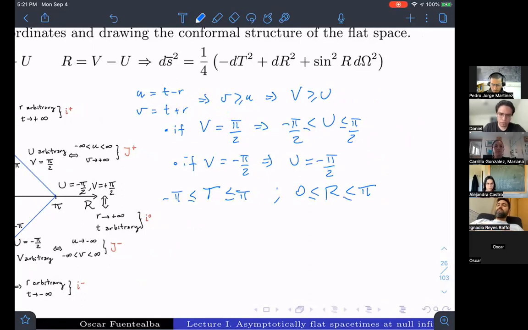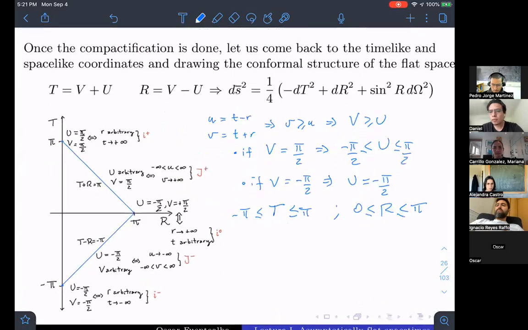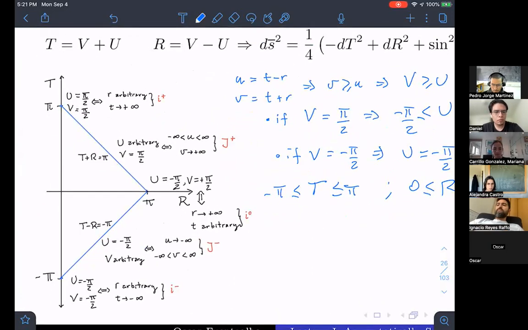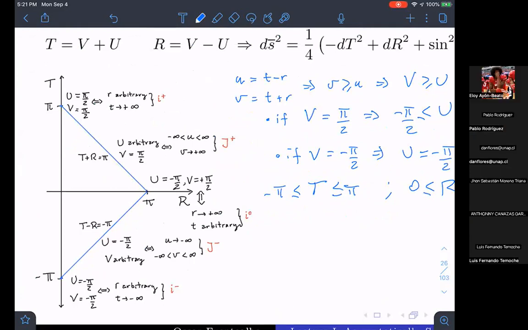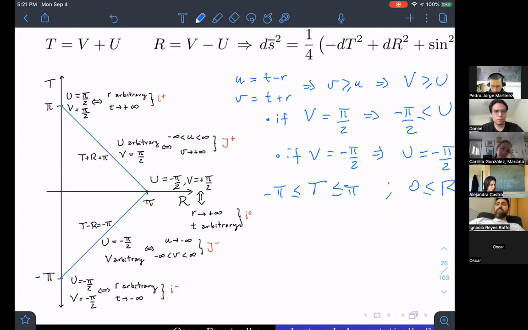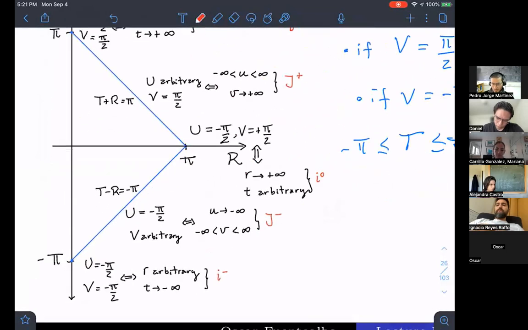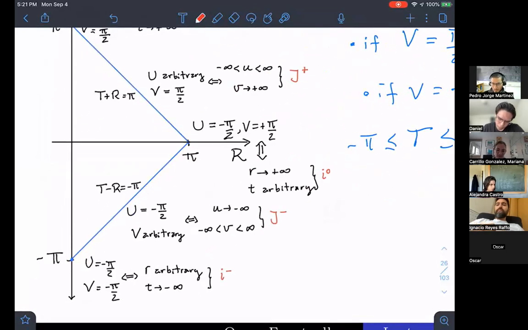Okay. So now this is represented in this triangle here, where in the vertical axis we can see that t is going from minus pi to pi, and r is going from 0 to pi. So we have to analyze what each point is. This can be easily done by using the change of coordinates that I already wrote you. But because of the time, I will just tell you the answer.